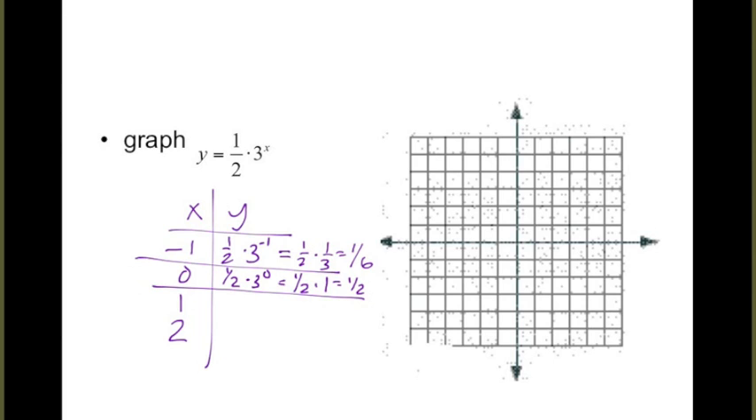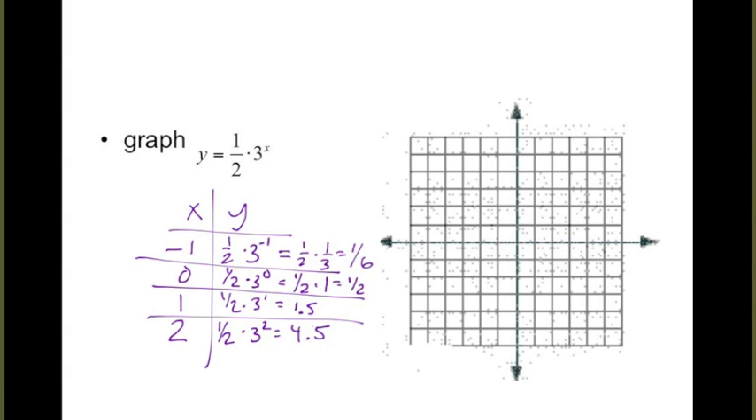When I plug in 1, 1/2 times 3 to the first, or 1/2 times 3, is 1.5. When I plug in 2, 1/2 times 3 squared would be 9/2, or 4.5. And plot these out.